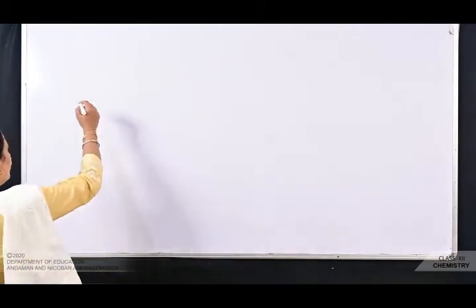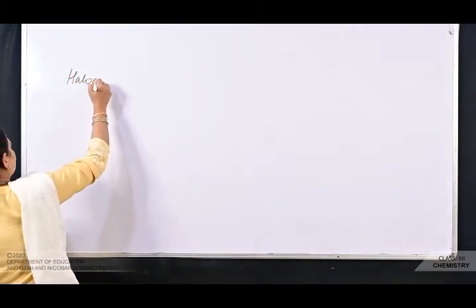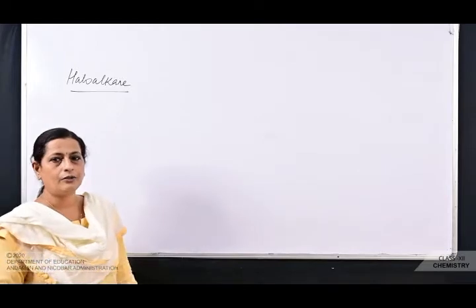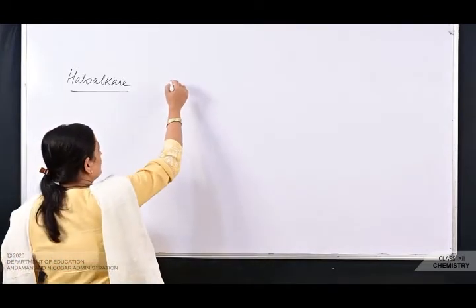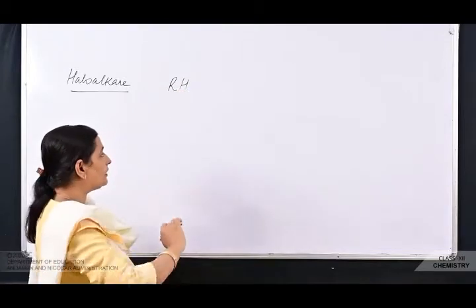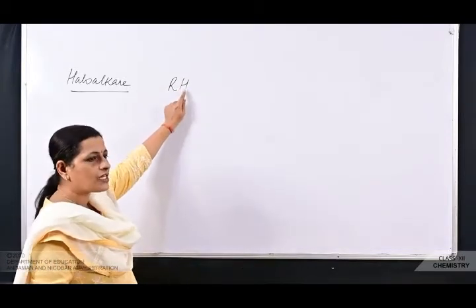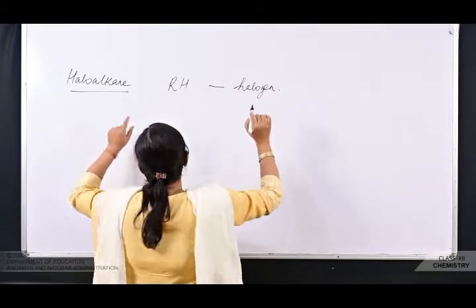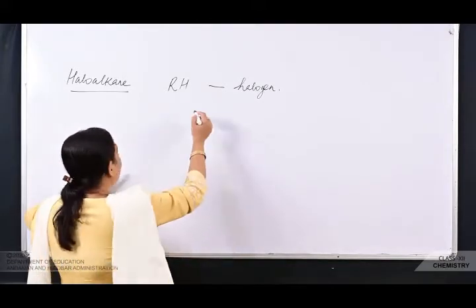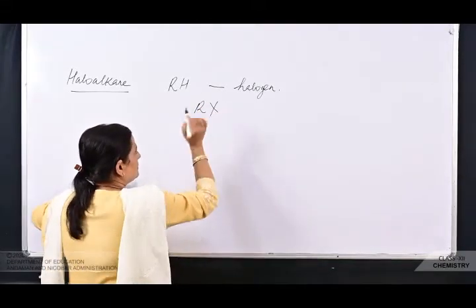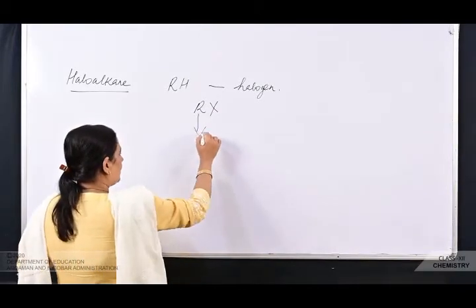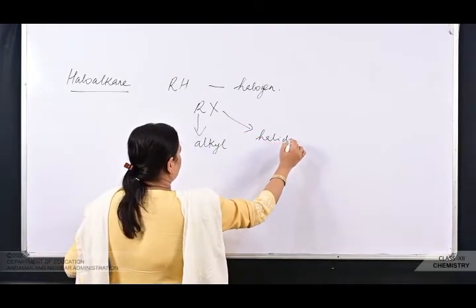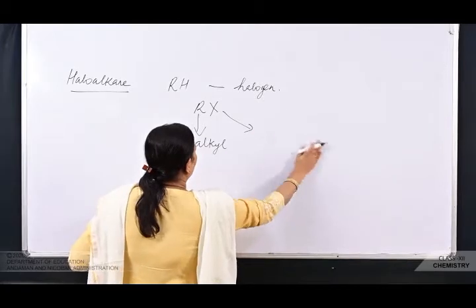Now what is a haloalkane? How do you get a haloalkane? For hydrocarbons, we write it as RH. In a hydrocarbon, when the hydrogen atom is replaced by a halogen atom, then we call it a haloalkane. So the general formula for haloalkane is RX. R is the alkyl part and X is the halide ion, or X is the halogen atom.